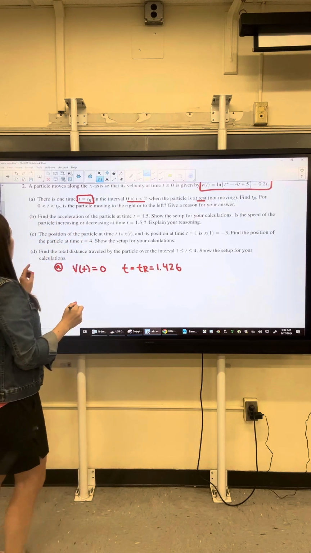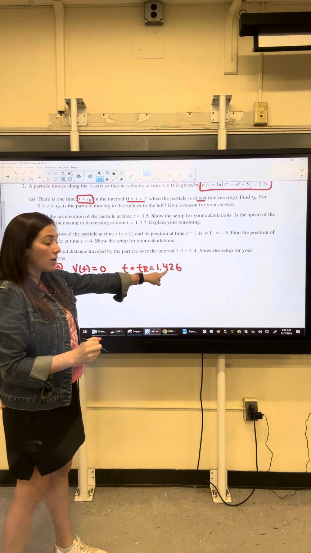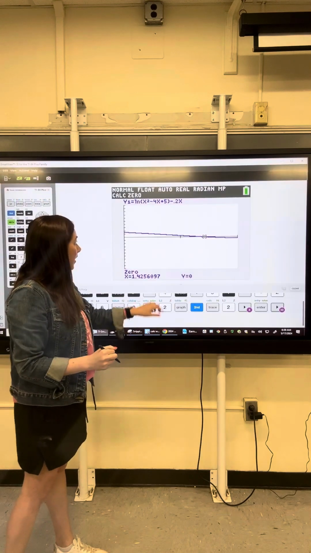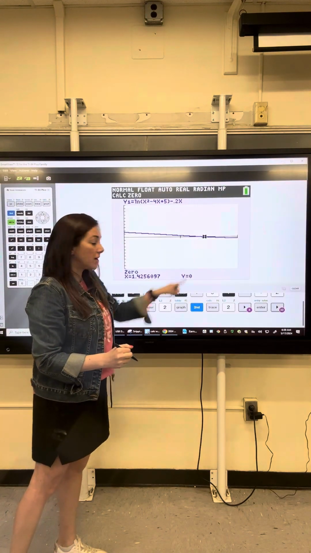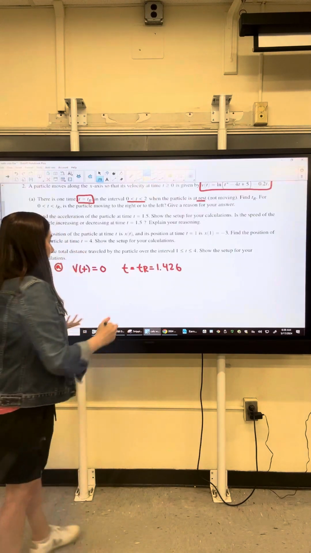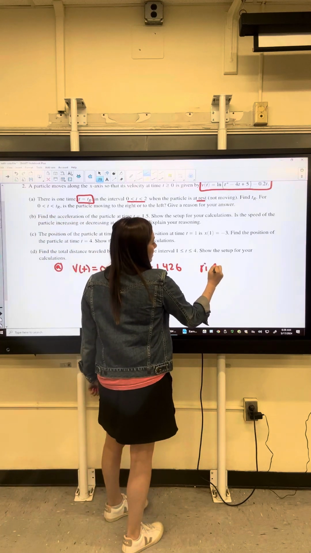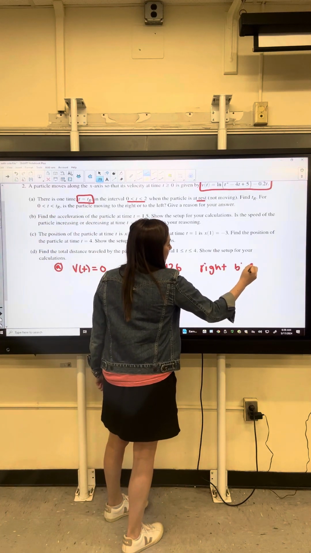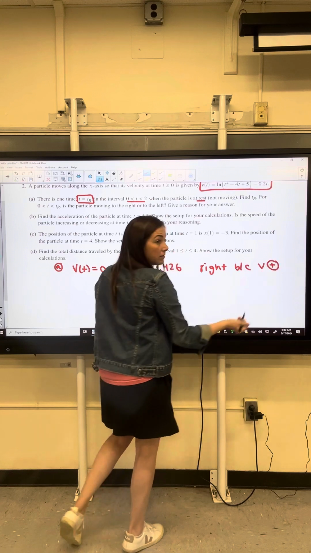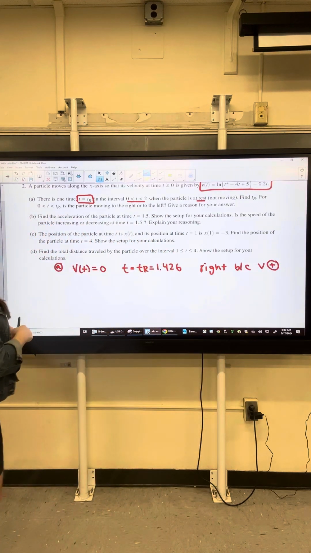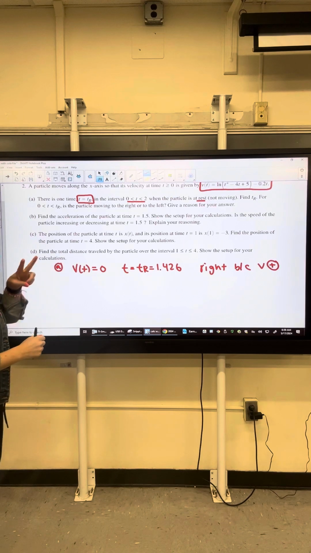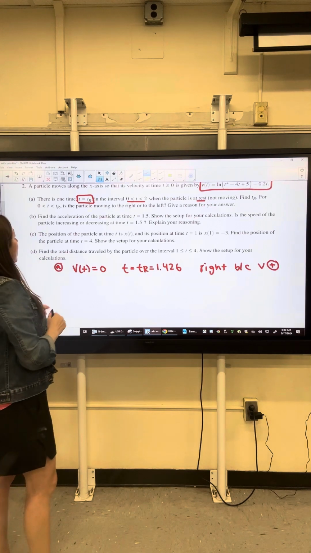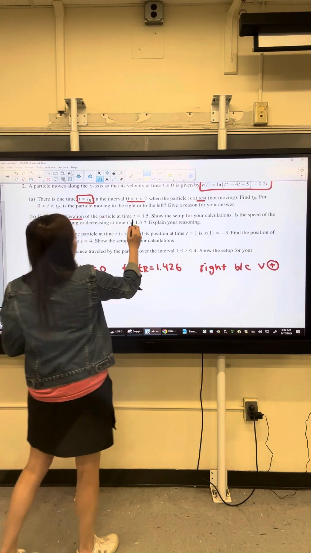Now they say from 0 up until that decimal, are we moving right or left? So if you go to your calculator, we are moving right because velocity is positive. That's all I'm going to say. I'm going to say right because velocity is positive. Okay, great. Letter B. That was probably 2 points right there.